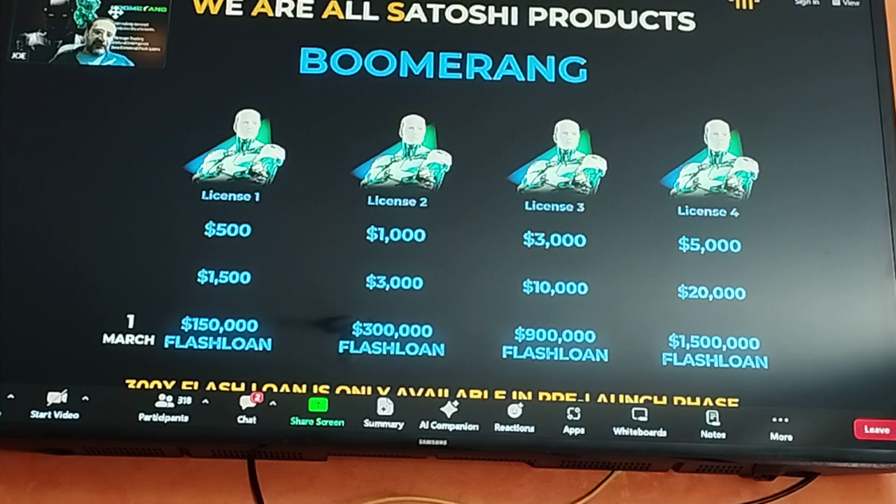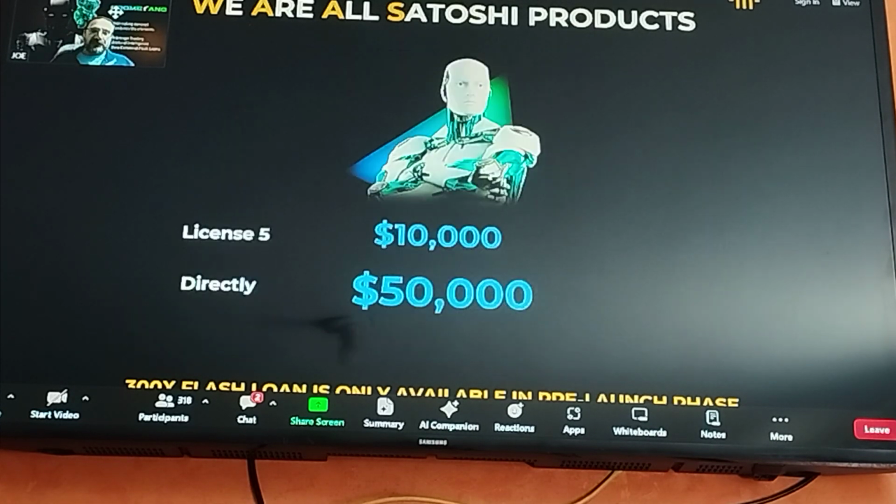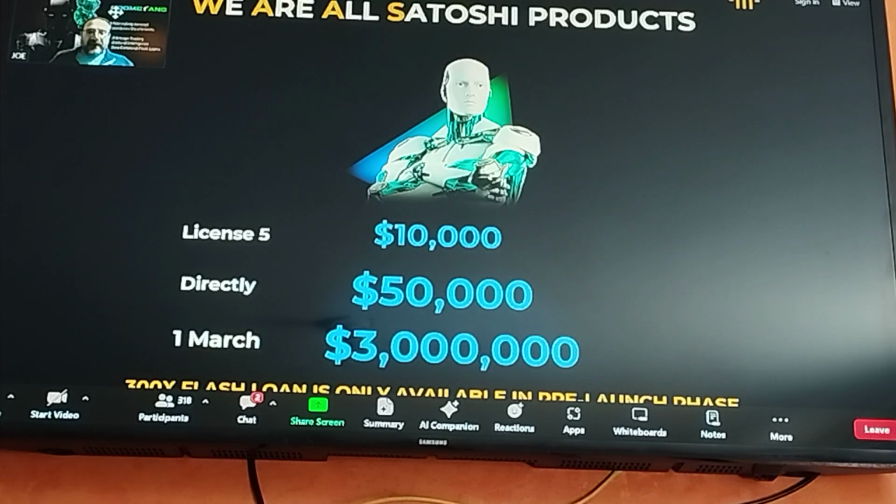Now, if these numbers don't excite you as it is, then that's disappointing. But if that is the case, perhaps this one will. License 5 is $10,000. You'll get $50,000 to use between now and March, which is only a week. Could you use $50,000 up trading in a week? And in March, you will get a whopping $3 million to be able to trade. Imagine that. Now, that's a number that we don't see in our lifetime.